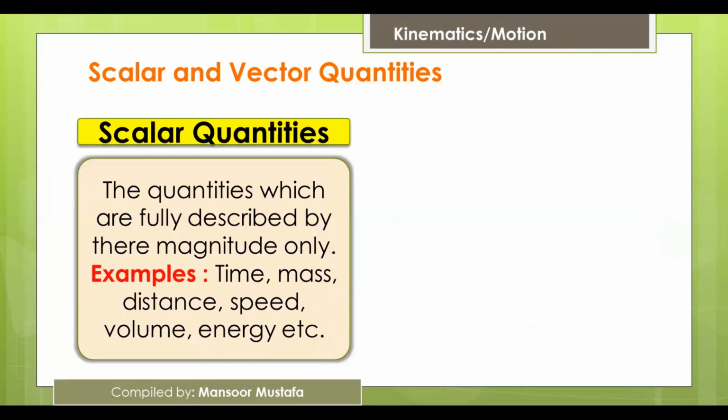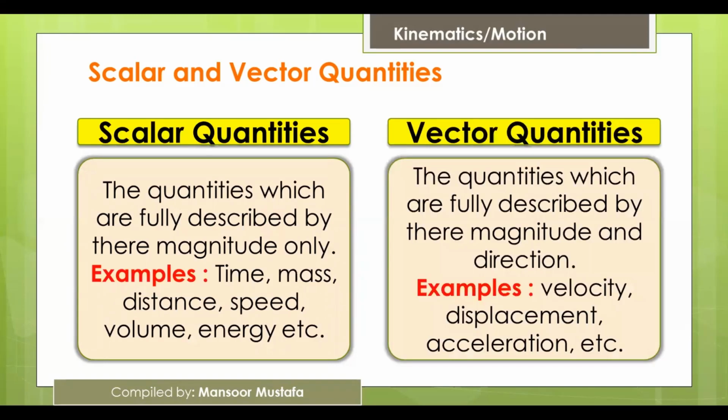Now scalar quantities are the quantities which are completely or fully described by their magnitude only. It means to describe scalar quantities we only need their magnitude. The examples of scalar quantities are time, mass, distance, speed, volume, and there are others as well. On the other hand, we have vector quantities, which are the quantities fully described by their magnitude and direction. It means to represent vector quantities we need magnitude and their direction.